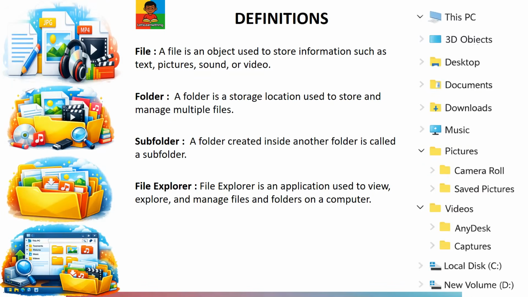Let's go over some definitions. A file is an object used to store information such as text, pictures, sound, or video. A folder is a storage location used to store and manage multiple files. A subfolder is a folder created inside another folder. File Explorer is an application used to view, explore, and manage files and folders on a computer.